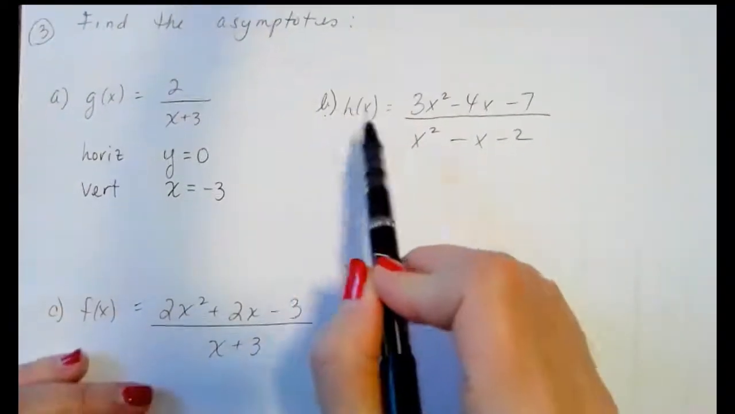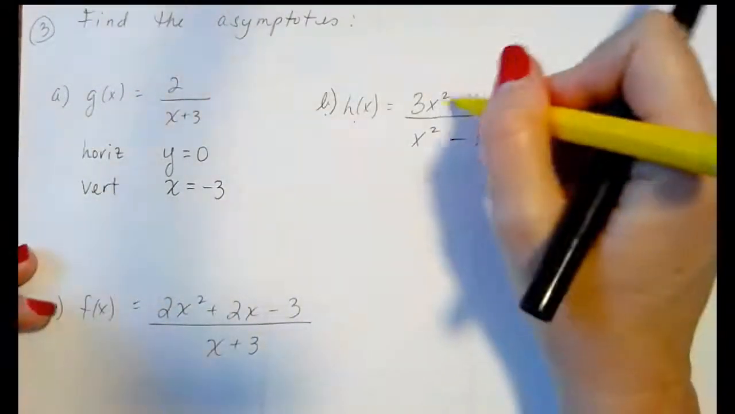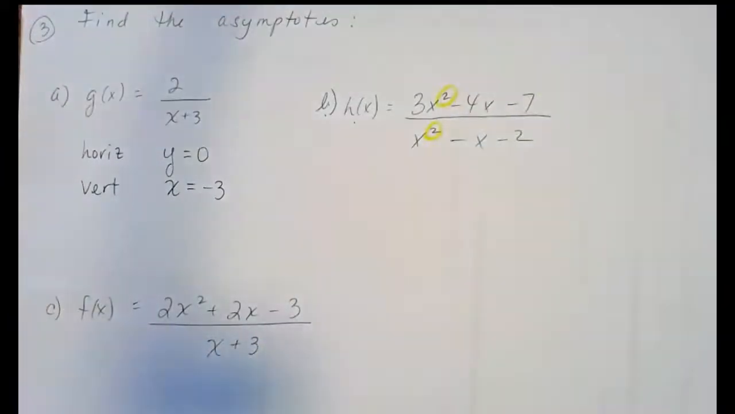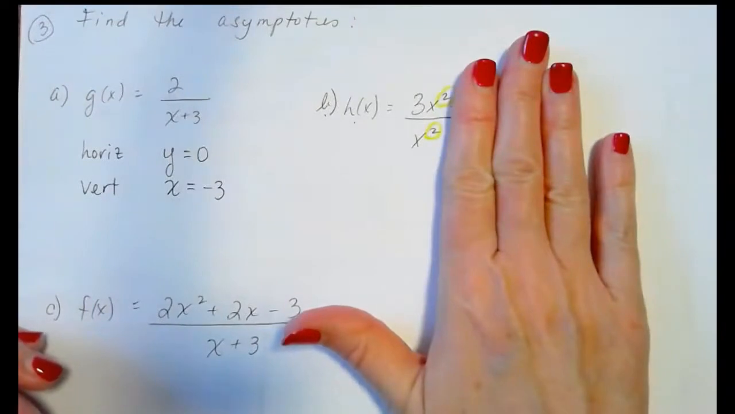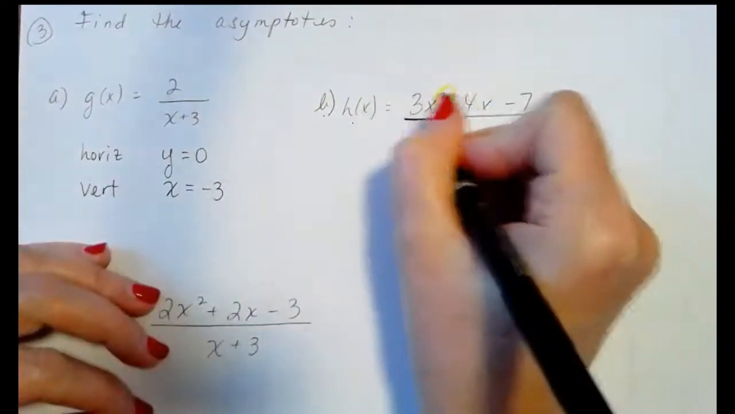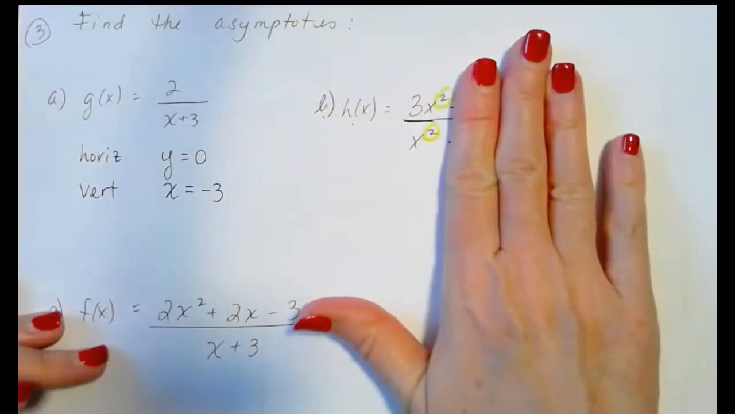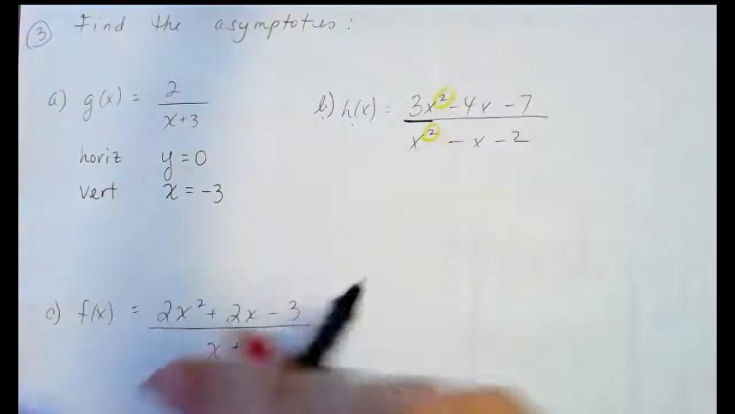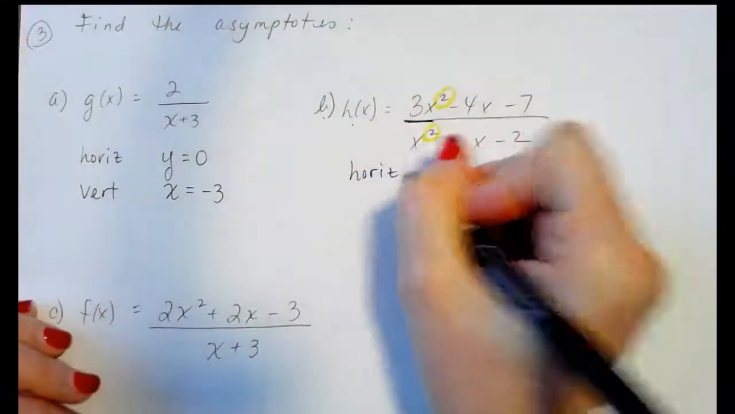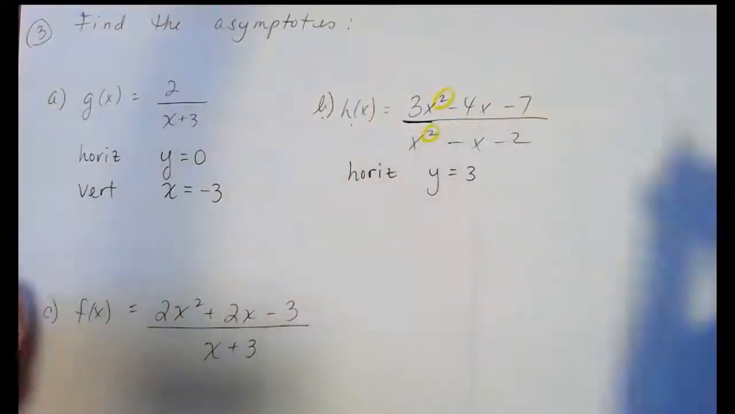Next, letter B, the h function. In the h function, the degree of the numerator and the denominator are the same. So if that's the case, all you need to do is compare the first two terms with division, because that's what the fraction bar means, division. So 3x squared divided by x squared is simply y equals 3. A horizontal asymptote at y equals 3. Now, to find the vertical asymptote, let's do the division here.